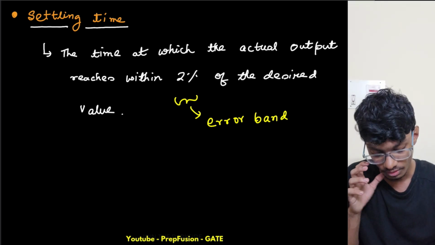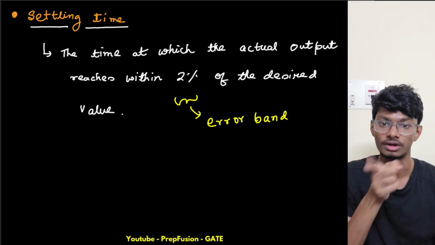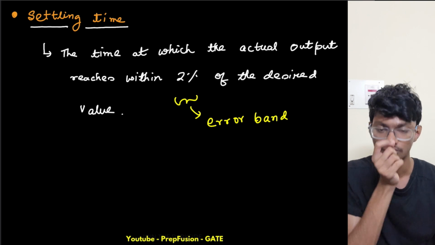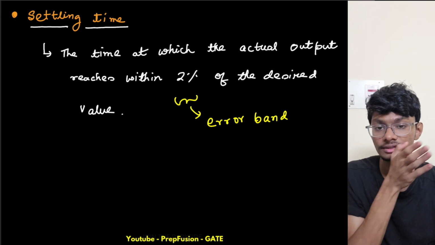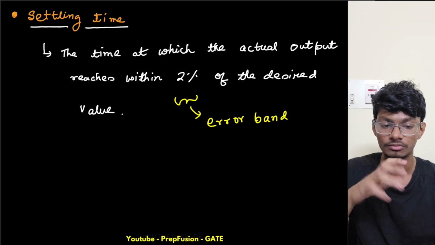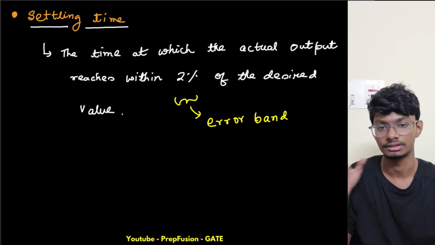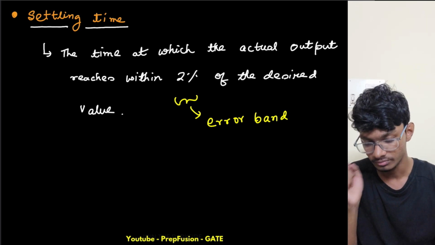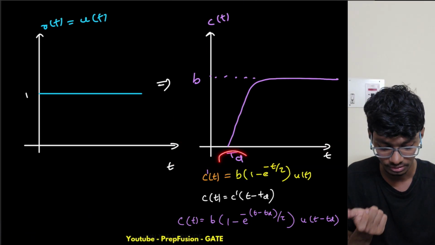So what does this mean? For example, let's say my desired output is 1, and it reaches 0.98 after, let's say, 2 seconds. So that will be my settling time. Now settling time takes into account all of the things, like time delay and other non-idealities. So in this case we have to take care of TD also.